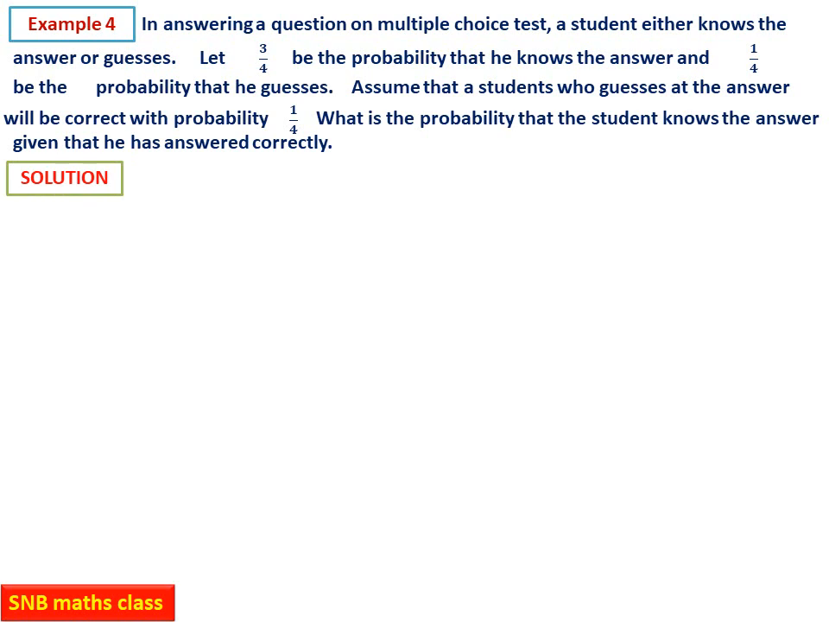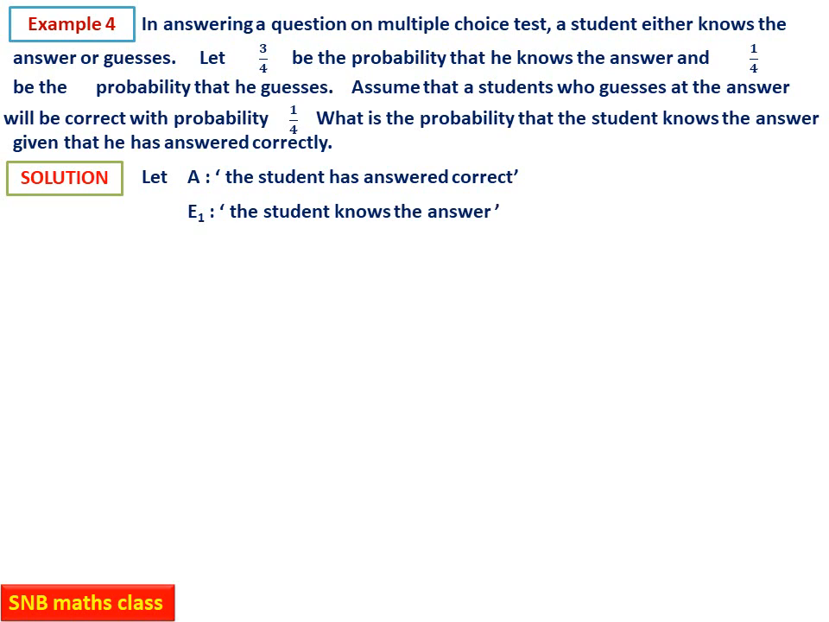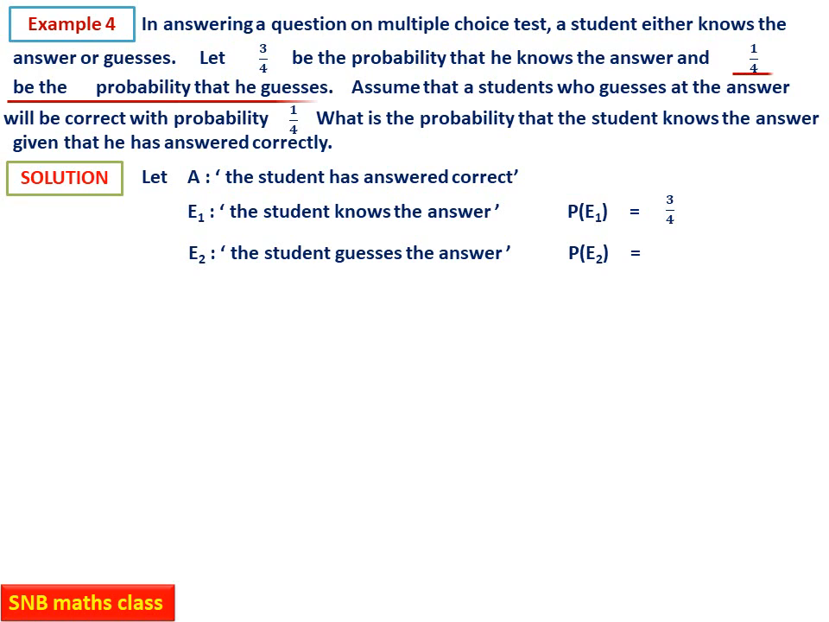This is also a little bit tricky question. Let A be the event the student has answered correct. So this is the event. Now E1 is the student knows the answer. So then what is probability E1? That is given. So it is 3 by 4. Then E2 is the student guesses the answer. So what is probability E2? That is also given. It is 1 by 4.